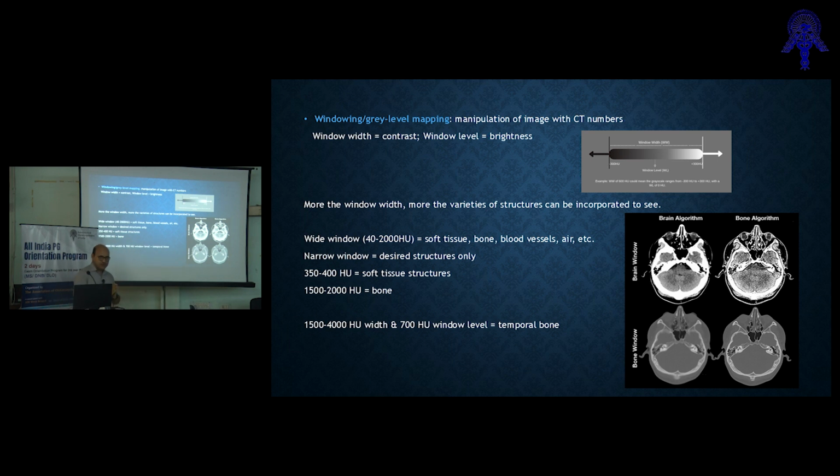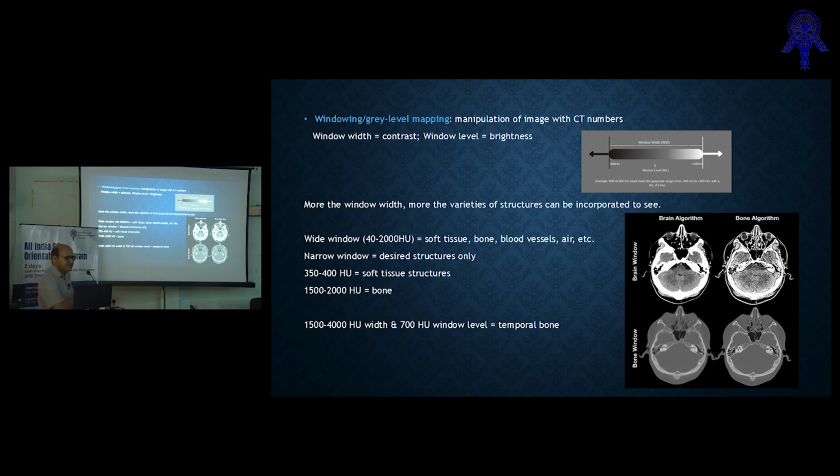The more we narrow it, we can narrow according to the need. We may want to see the soft tissue, the bone, the cortical bone, the temporal bone. So different types of bones are also there. Accordingly, we can narrow down the window and pinpoint our area of interest.